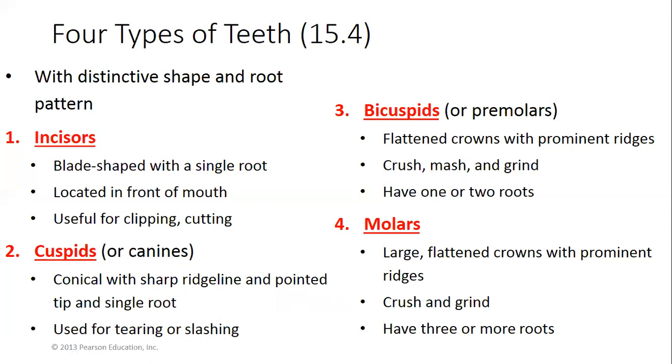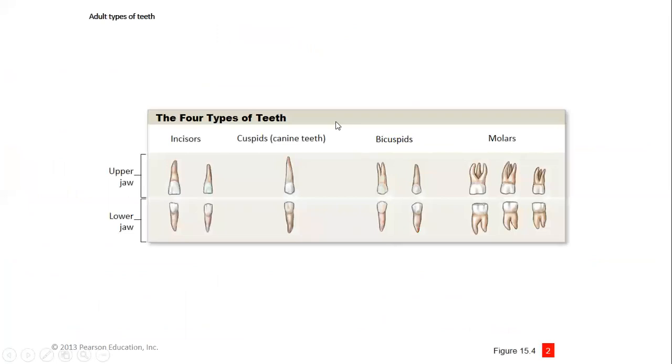Cuspids or canines are the pointy ones that are conical in shape, and they're used for tearing food. Bicuspids or premolars are just beyond that, and they're flattened to help start to mash and grind food. And then molars are even larger and flattened that help crush and grind food as well. And they've got typically 3 or more roots as opposed to a bicuspid that has only 2 roots. Think 2 roots. So take a look. So there's a bicuspid with 2 roots, right? Canines are pointy, incisors are flat, and then molars have 3 roots.